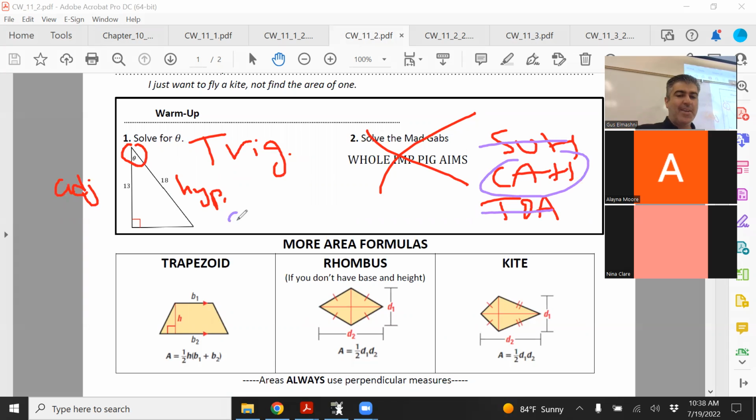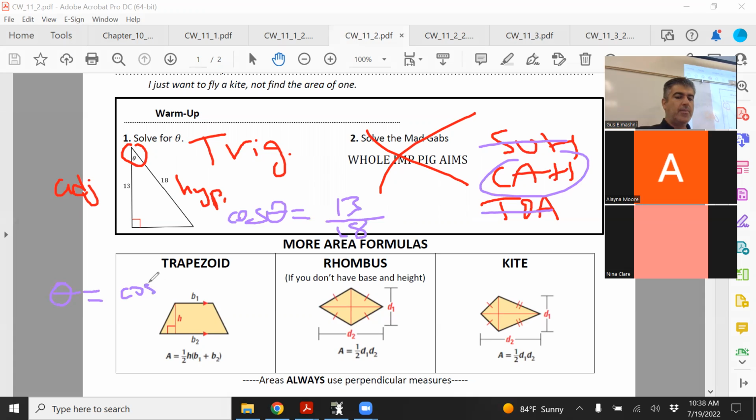So you're going to say cosine theta equals A over H. Well, you know the A is 13. You know the H is 18. Now you got to solve for theta. The problem is that theta is a part of the cosine, right? So you have to get rid of the cosine. How do we do that? How do we isolate that theta? How do we get rid of that cosine?